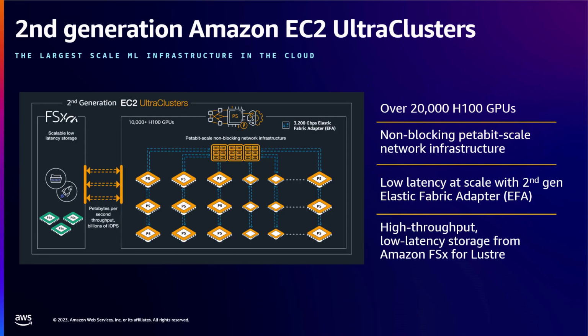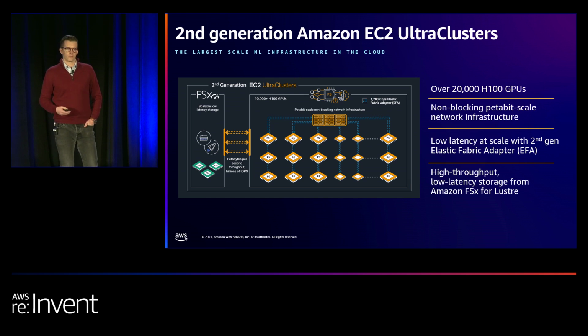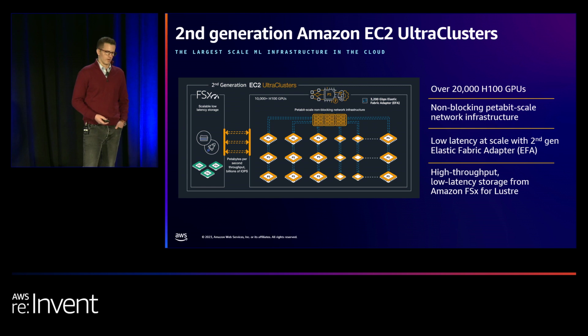So P5 instances are deployed in our second generation Amazon EC2 Ultra Clusters, which are specifically designed for high performance, large scale model training. An Ultra Cluster can now include up to 20,000 H100 GPUs, and they're all connected via non-blocking petabit scale network infrastructure. You can get consistent low latency connectivity between all the instances that are part of an Ultra Cluster using our second generation Elastic Fabric Adapter.